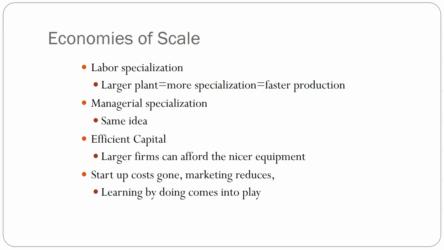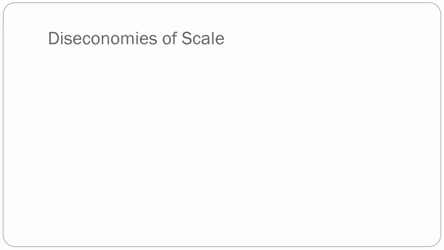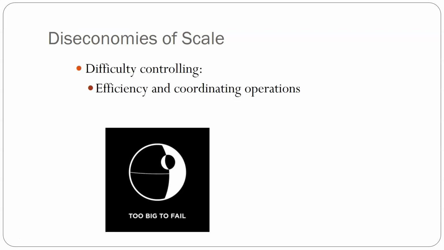So all these help lead to economies of scale, which again is the downward portion of that cost curve. But what about the upward portion? Well, sometimes if a company gets too large, it's just difficult to control. Until Star Wars: The Empire there. Okay, at first you're efficient.